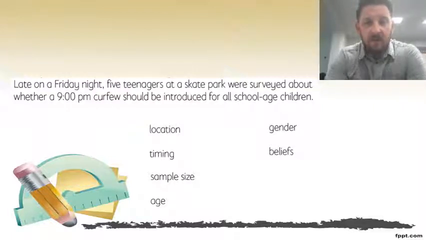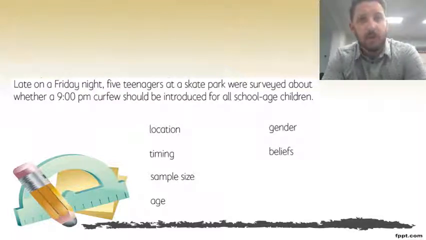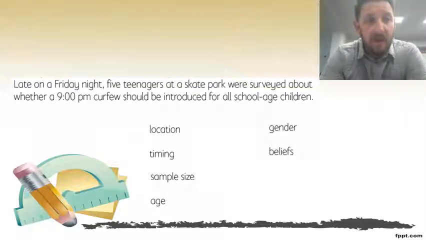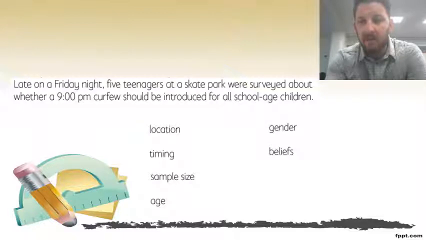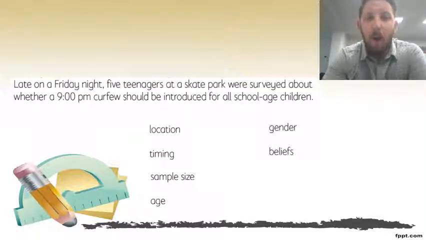Now, I've got a couple of examples here that I want to try. This one here I'm going to do all together, and then the one after that I'm going to get you guys to have a go of. The survey question is: on a late Friday night, 5 teenagers at a skate park were surveyed about whether a 9 p.m. curfew should be introduced for all school-aged children. Now, we're going to have a look at the location, the timing, the sample size, the age, the gender, and the beliefs, and see whether or not we believe that bias has been used.